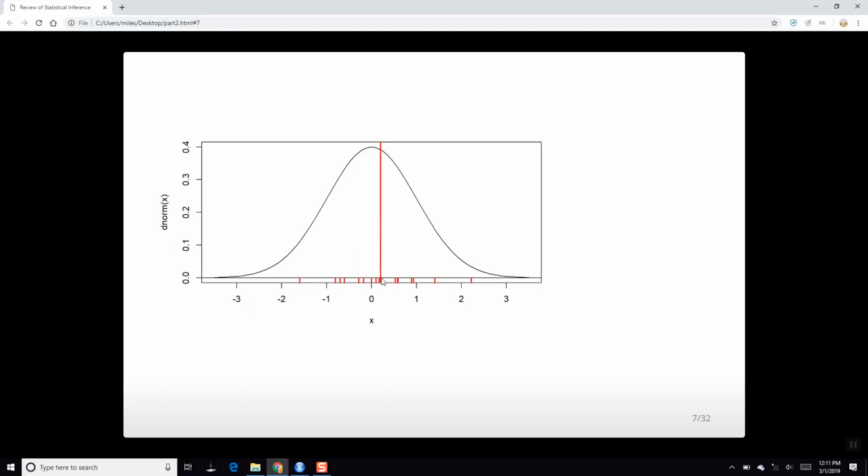Here's another random sample, 16 observations. Its mean is right there. There's another random sample with the mean, another random sample, and I just did this a few times just to kind of give you an idea.